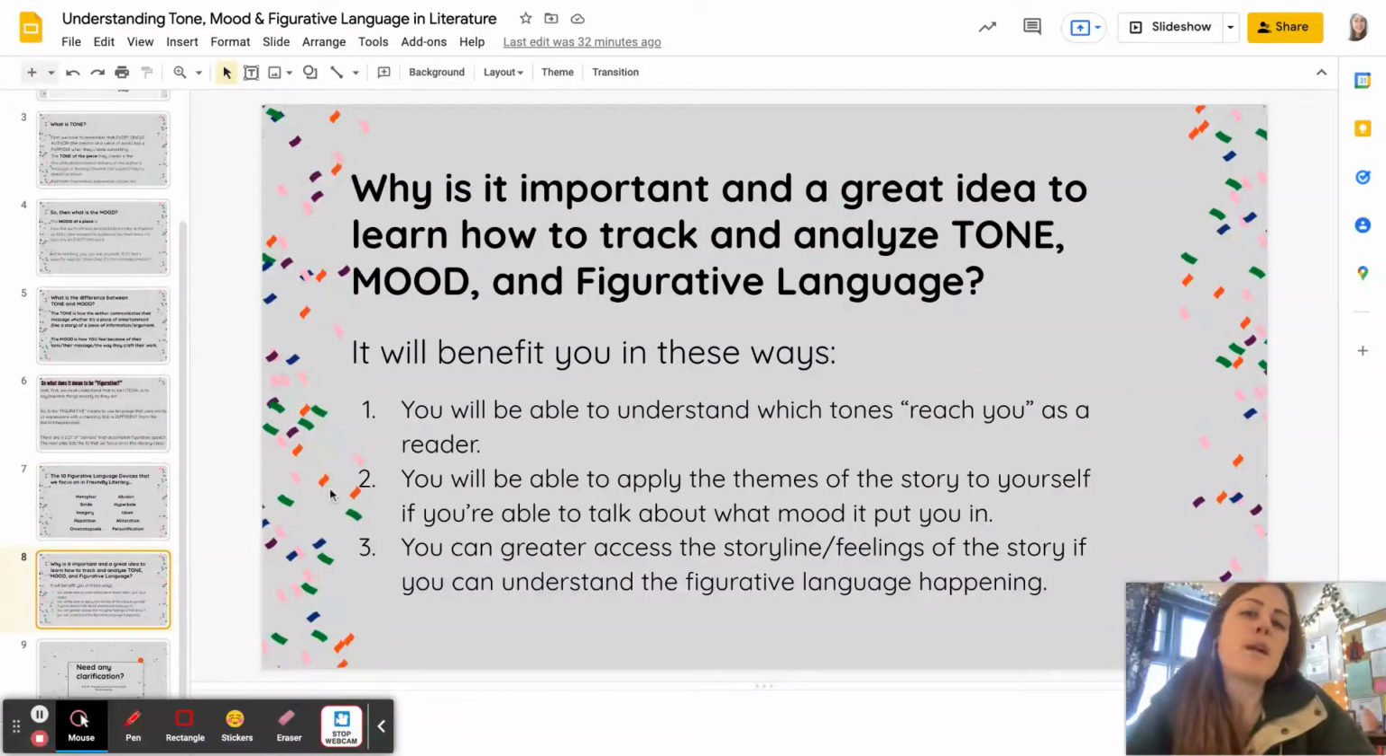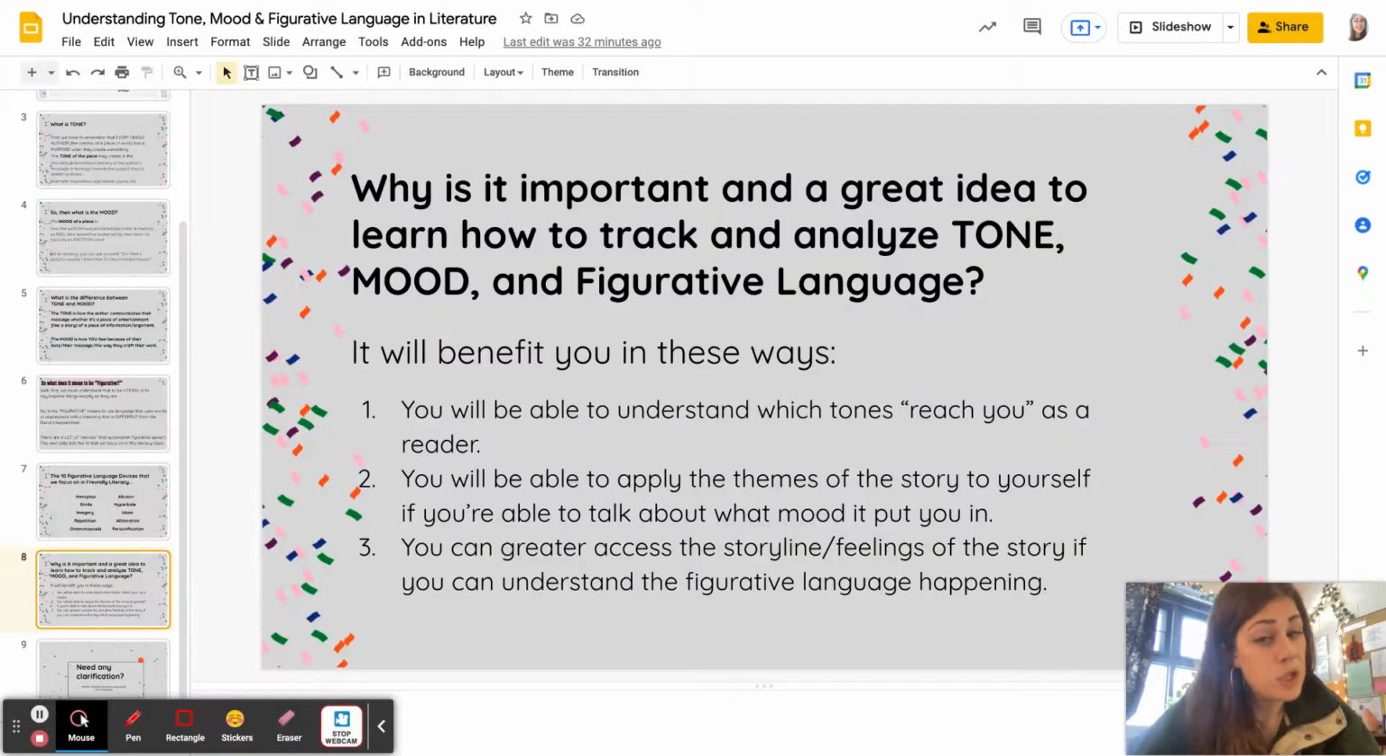The last really important piece is, why is it important? Why does it make you a smarter, better reader to know about this stuff, right? It will benefit you to know what tone is, to know what mood is, to know what figurative language is for so many career paths. Not just English or literature based career paths or journalist career paths, but it will benefit you to be able to understand which tones reach you as a reader. A lot of times when you're talking with other people about why you like a book or a story or a movie or a song, you could communicate more deeply, more authentically what it is about that piece, because you can talk about the tone of it.